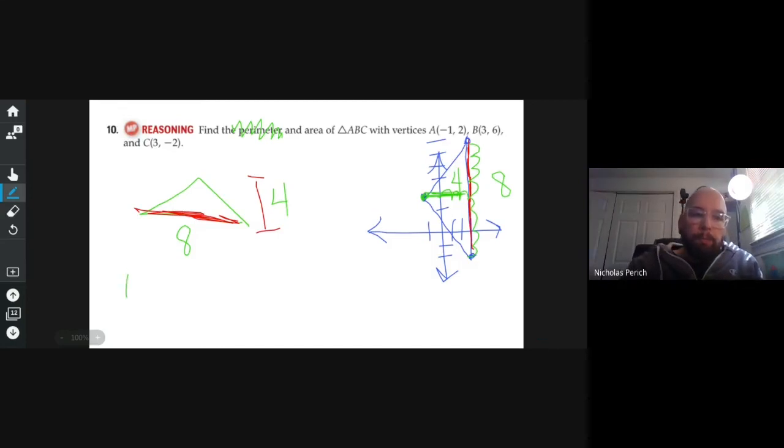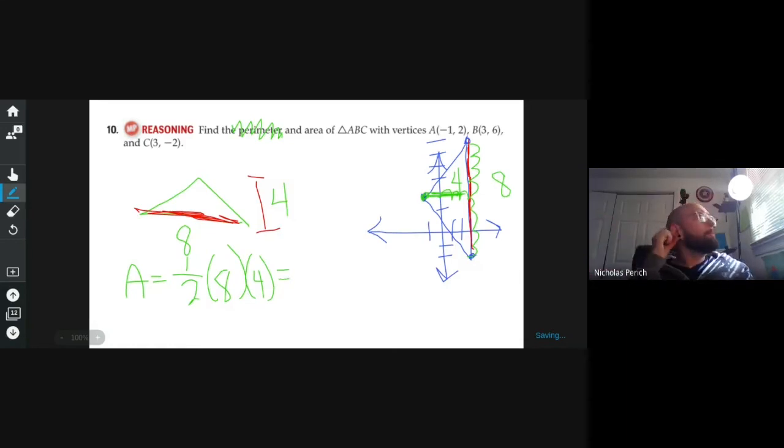The area is going to be half of base, which is 8, times height, which is 4. You tell me. Do I have a unit of measure? Feet, inches, centimeters, meters? No. So we will put U for units squared.